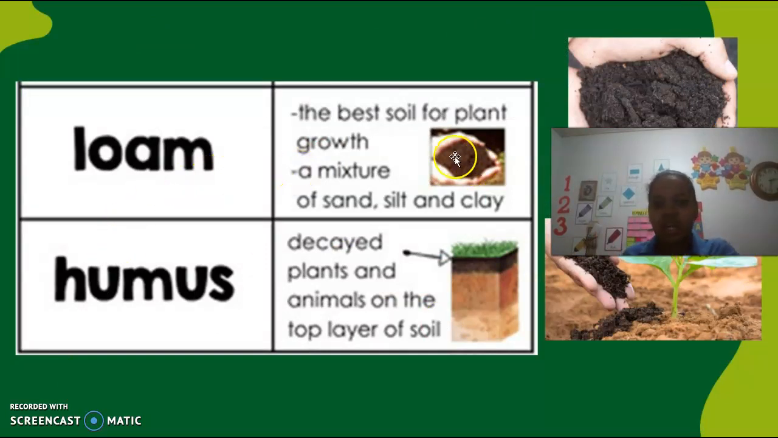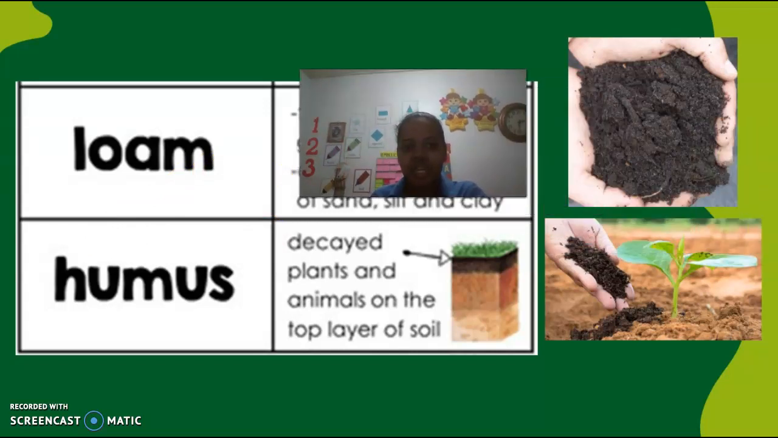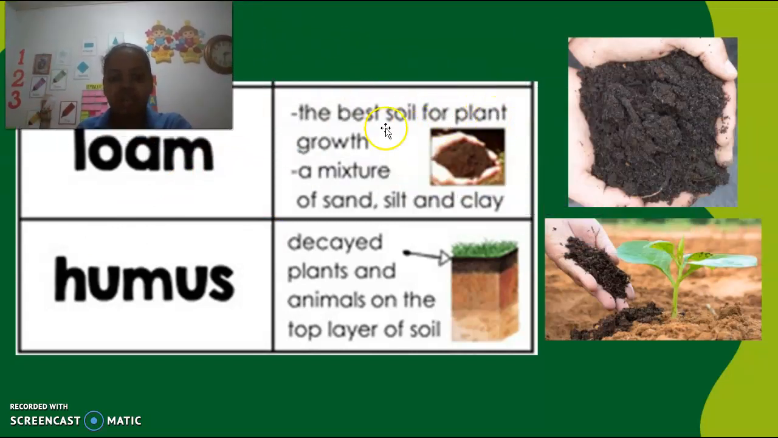Loam, the best soil for plants. Yes, the best soil for plants to grow. It's a mixture of sand, silt, and clay. So we have the three different types of soil in one. That's why this type of soil is the best for plants to grow. What is humus? Humus is the decayed plants and animals on the top layer of the soil.